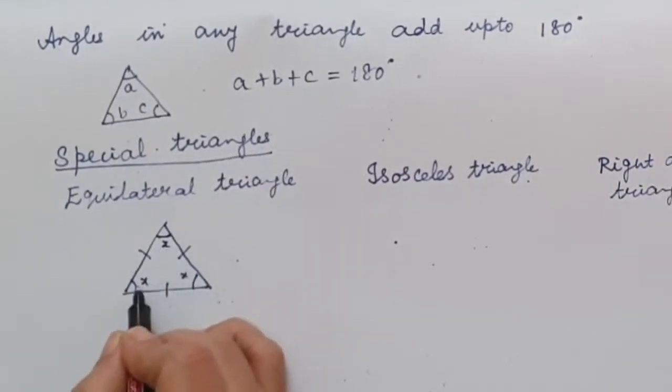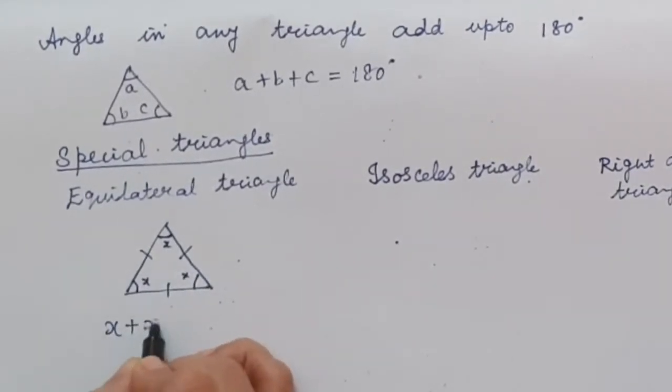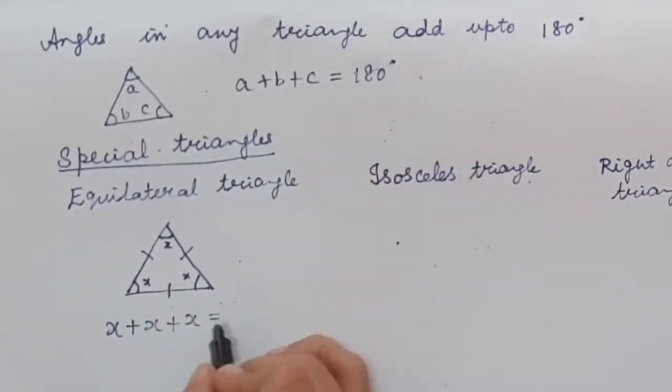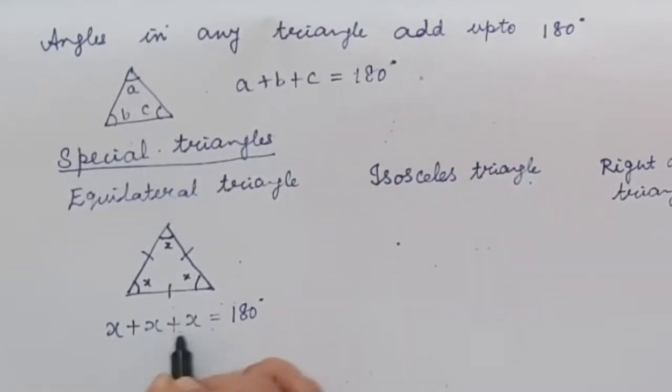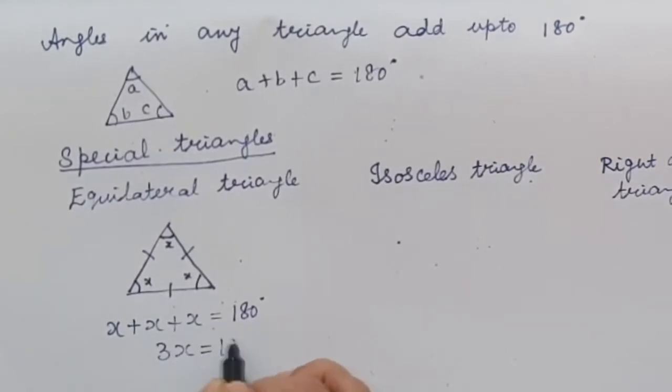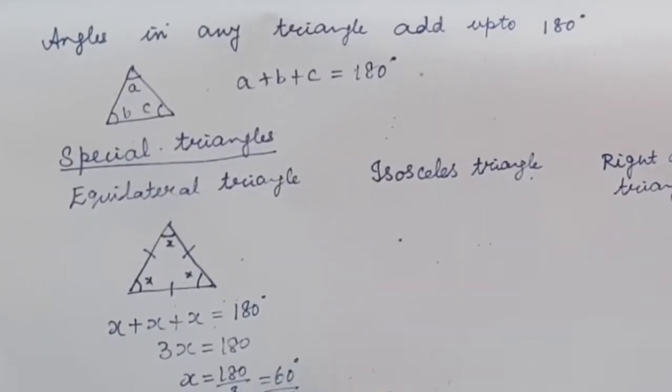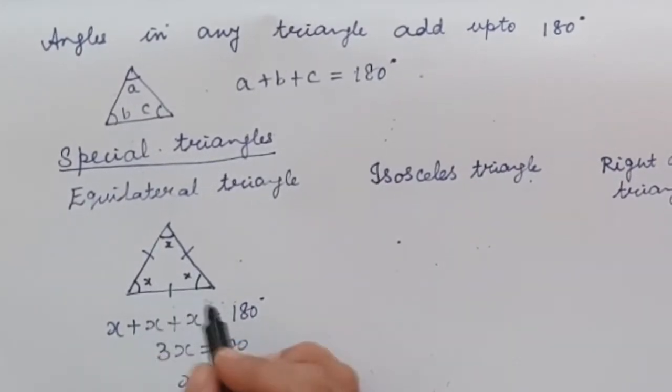So when we add X plus X plus X, all the three X's, it will be equal to, as we know, the sum of the angles, 180 degrees. So 3X will be equal to 180 degrees. So X will be equal to 180 divided by 3. So it will be equal to 60 degrees. So in an equilateral triangle, every angle is equal to 60 degrees.